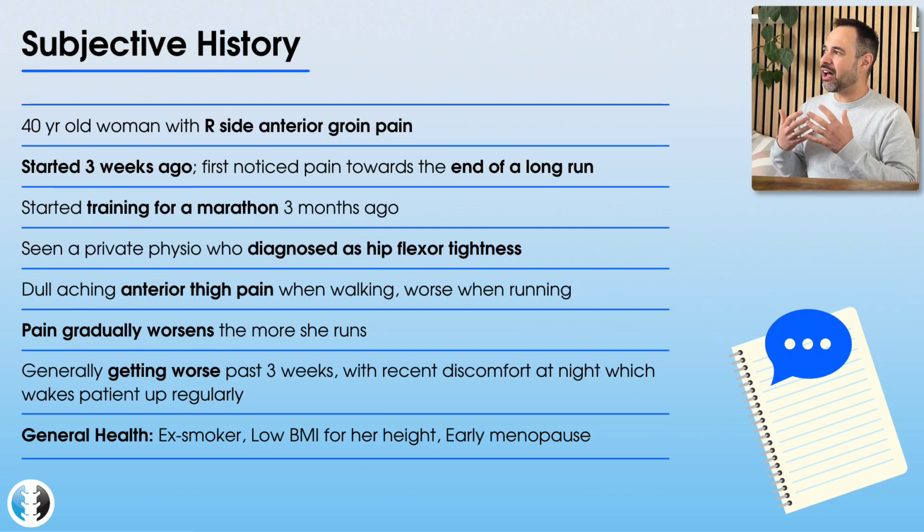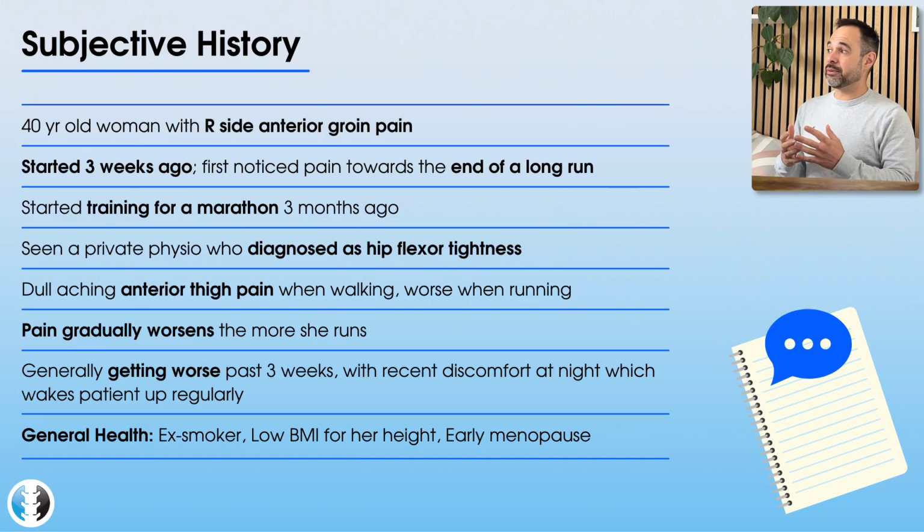Well, they have a dull, aching pain around the anterior hip and the anterior thigh when they're walking, but it's worse when they're running. And they've specifically noticed that as they run further, the pain tends to get worse. So if they're doing a longer run, the pain gets worse as they continue running, or if they do more running during the week than the previous week, the pain will also get worse.